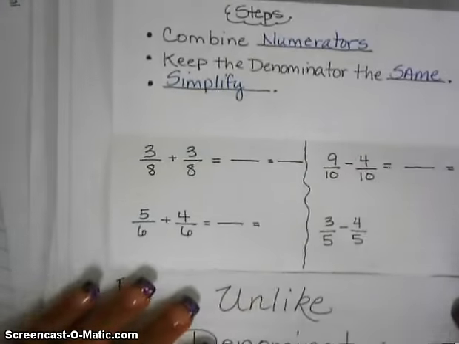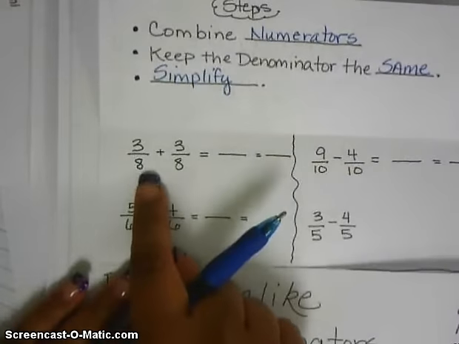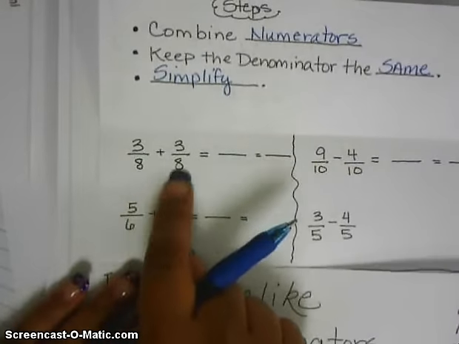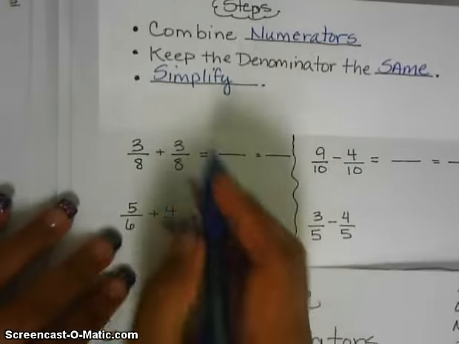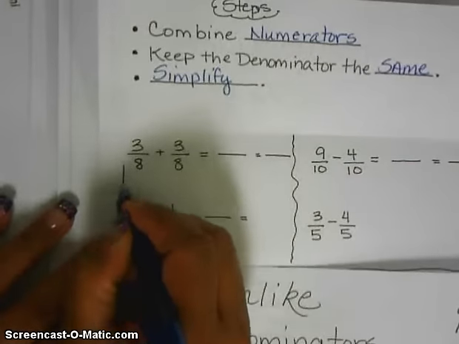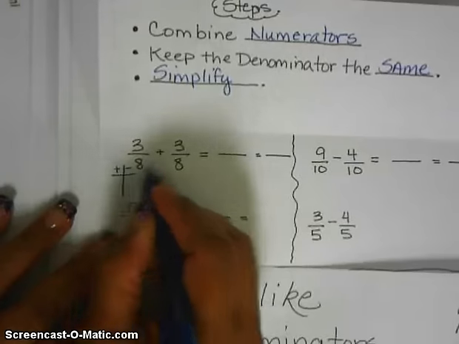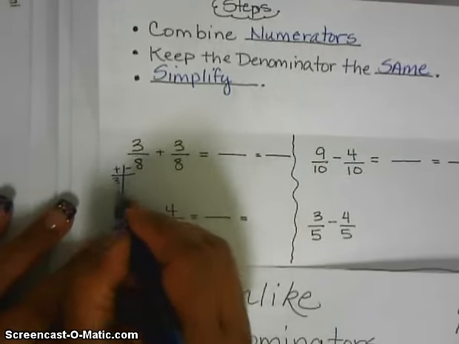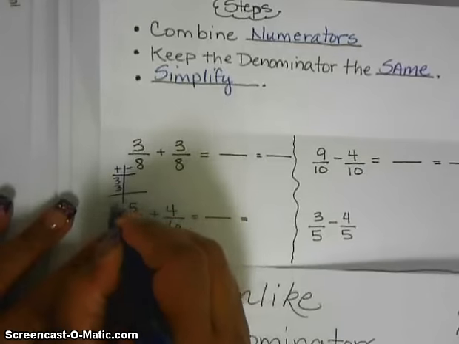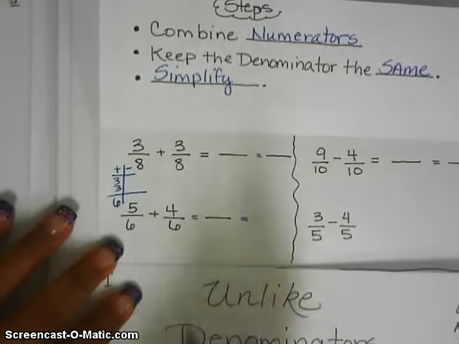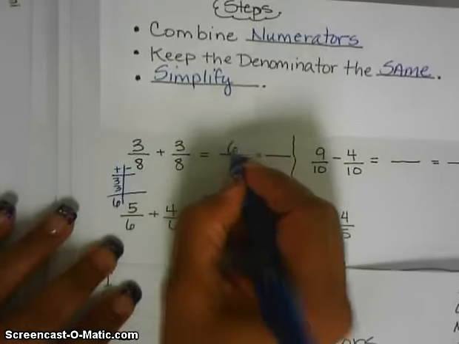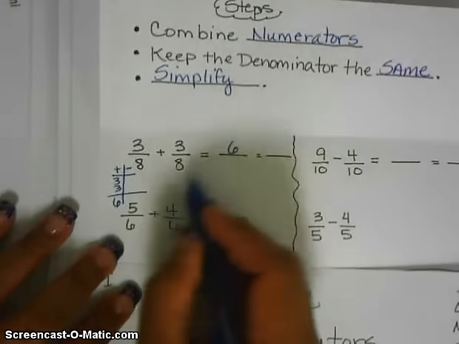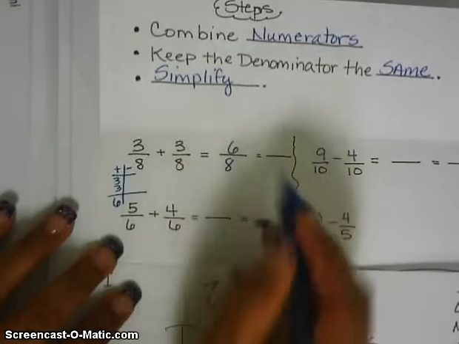Okay, so let's take a look at a couple of examples. On the left side, I see that I've got 3/8 plus 3/8. My denominators are the same. They are like denominators, and so now I just need to combine the numerators. This one is easy, but if I was to use the T-chart, you would see that I have a positive 3 and I have another positive 3, and so when I put them together, I have a positive 6. Combining the numerators, a positive 3 and a positive 3 gives me a positive 6. I keep the denominator the same. It is 8, so now I have 6/8.